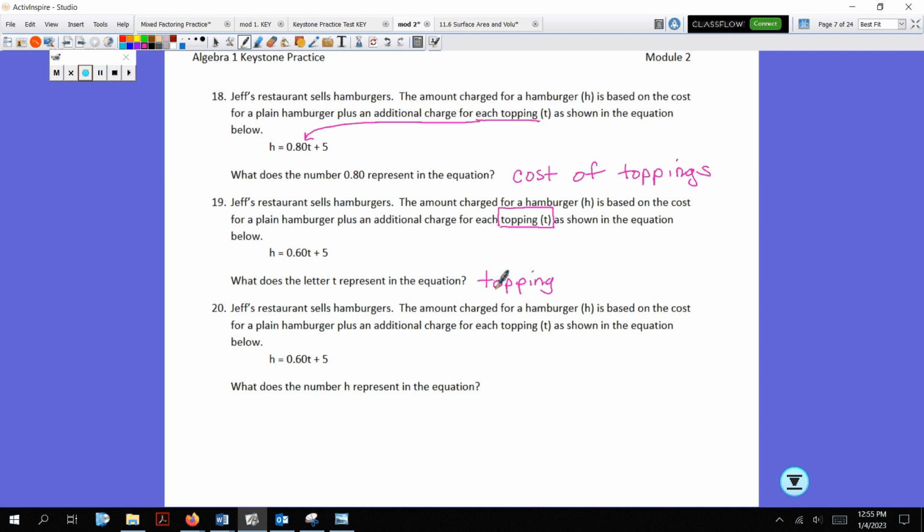All right, cool. Next, number 20. What does the number H represent in the equation? Well, every restaurant sells hamburgers. So this is the cost of the burger plus the topping. H is the total cost of the burger with the topping. It's like, usually we see Y equals MX plus B, but in this case, they changed it to H and T. H is the total cost of a hamburger with the topping.